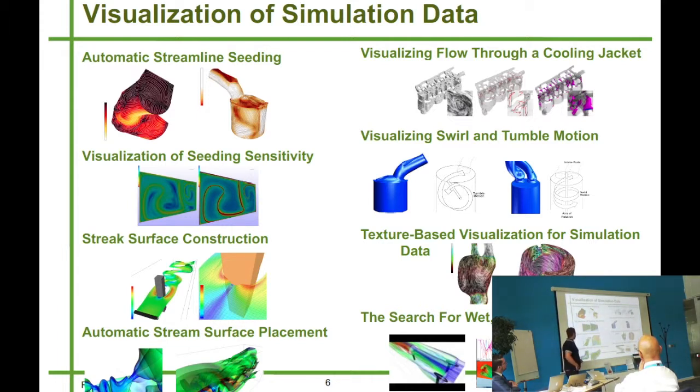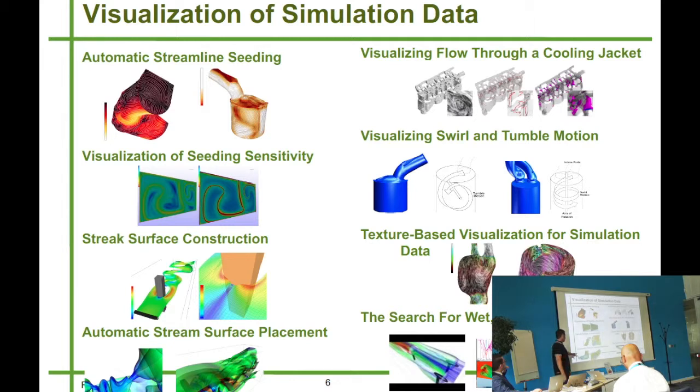We can construct streak surfaces. That's another example of visualization from simulation data. I think everybody here knows what a streak line is, right? When you inject dye into your flow and then you trace out the path that it follows in an unsteady flow. Well, we can also construct things called streak surfaces, which are the next higher dimensional equivalent to streak lines, which are 1D curves.